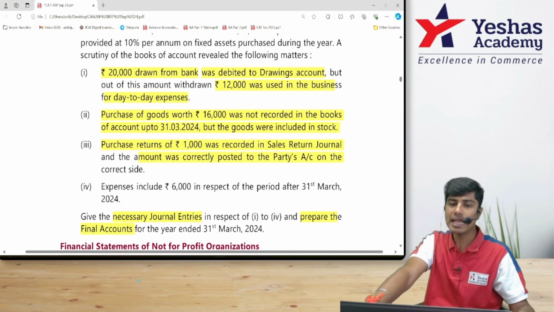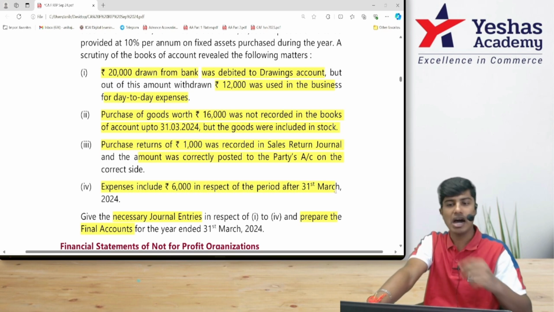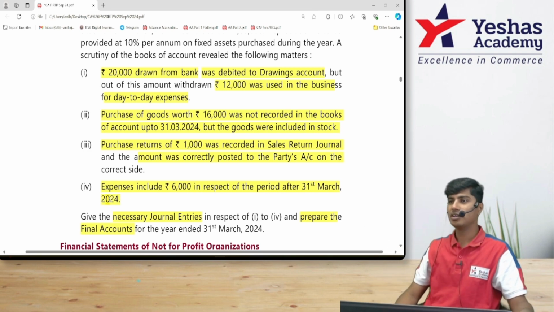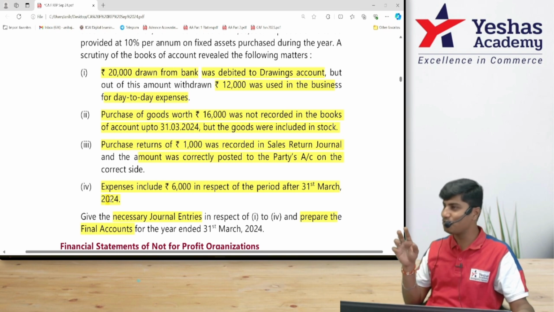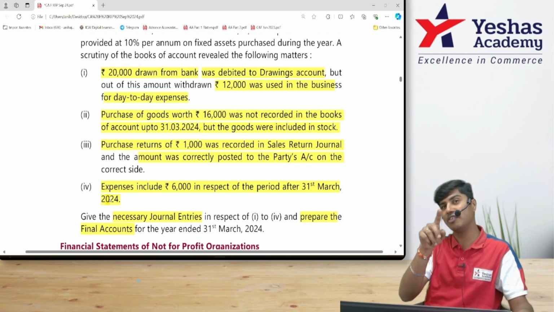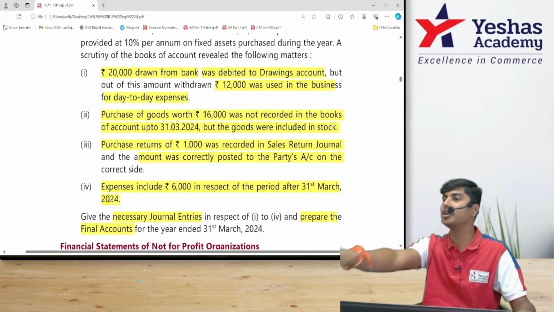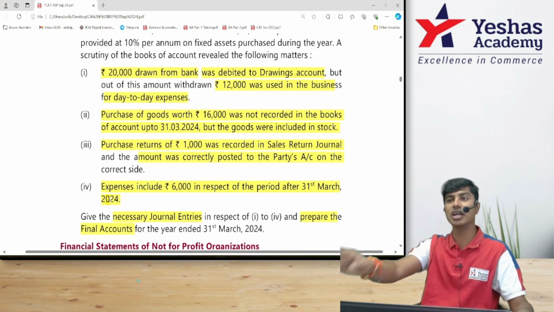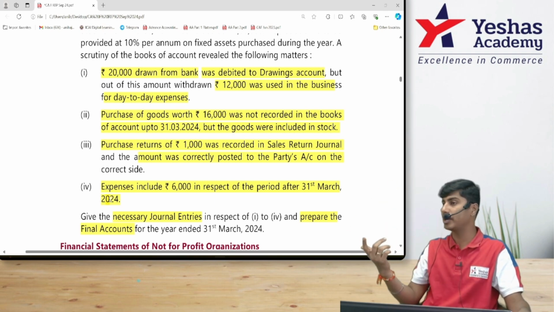Last one. Expenses include 6,000 in respect of the period after 31st of March 2024. So 6,000 rupees is prepaid expense. Correct or not? So the accountant is saying it is not expense, it is prepaid expense. If you don't transfer expense to prepaid, it will go to P&L. You should not let it go to P&L. You transfer from expense to prepaid expense.